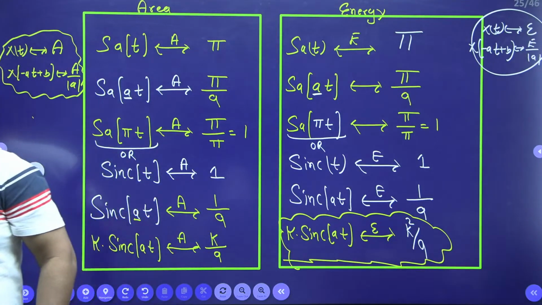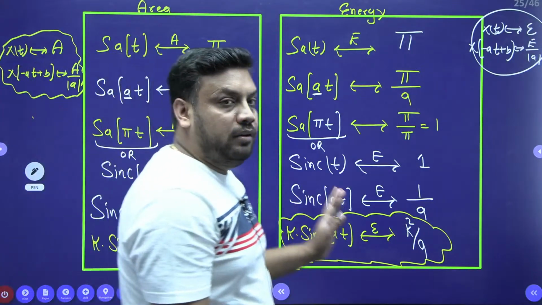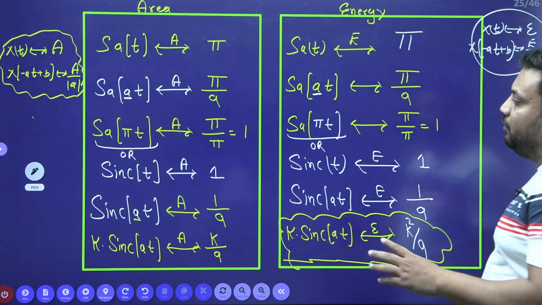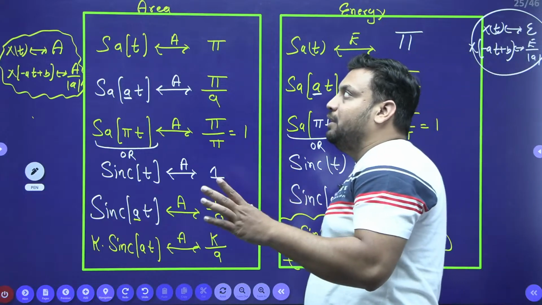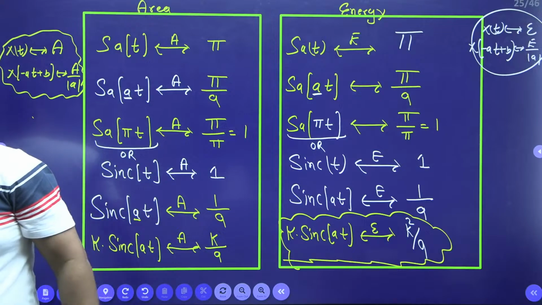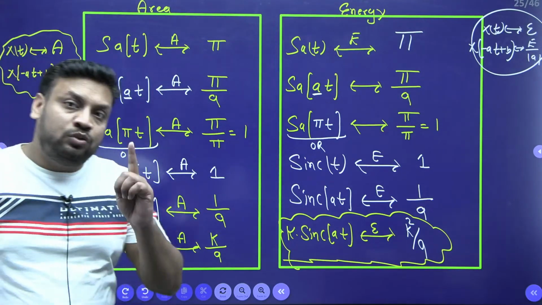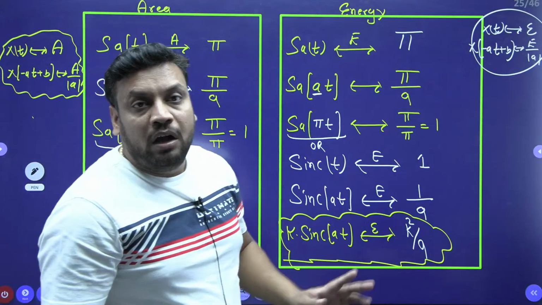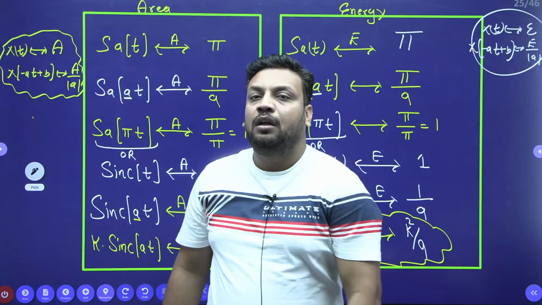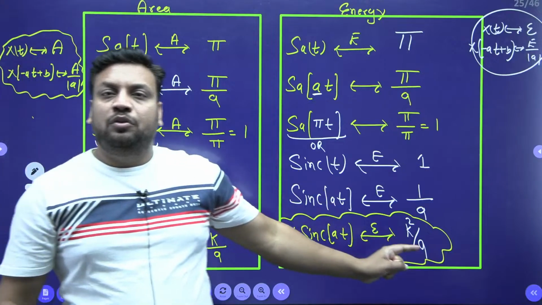Yes or no, children? Again I am telling you, this table is very important. It is a most unique part, and it works as a short note or short trick in the examination hall. Directly you need to remember this. If the question comes, you can solve it easily. I will show you how this table will behave as a short trick in the competition exam.